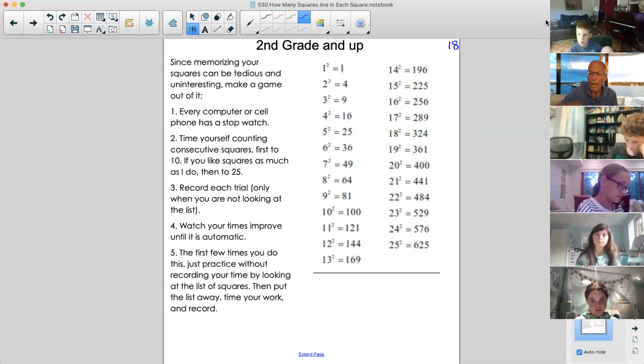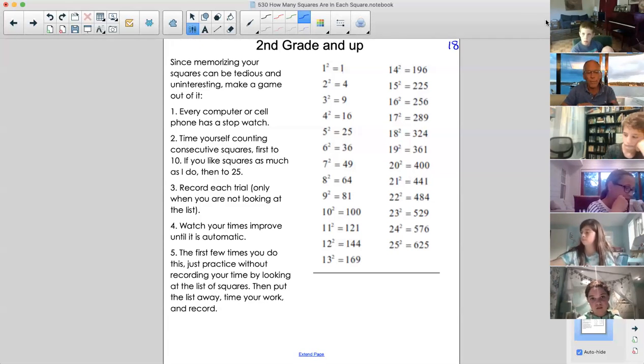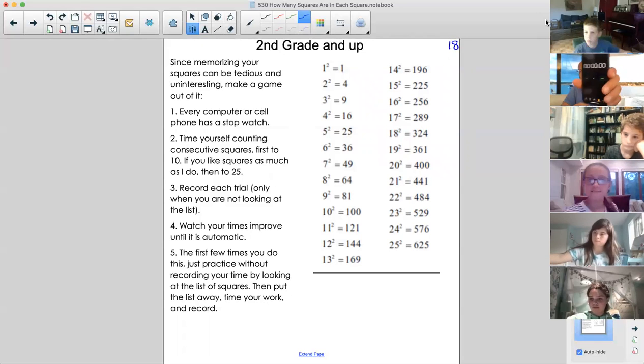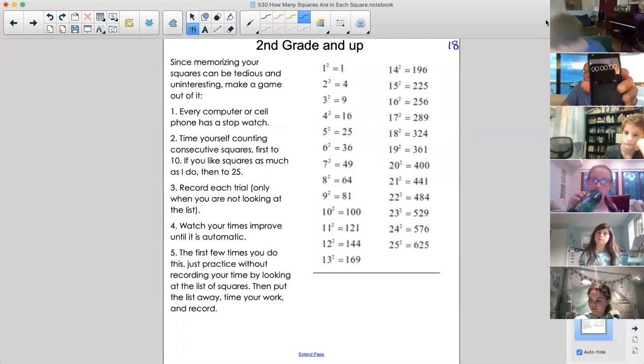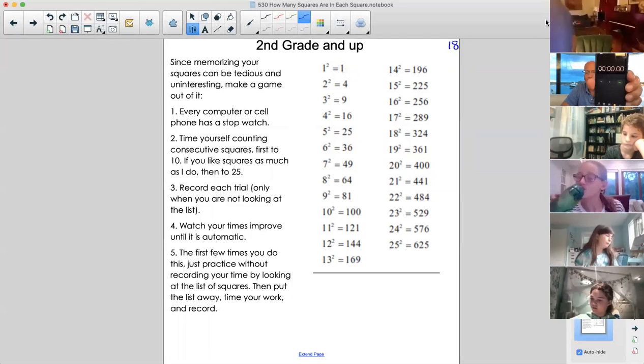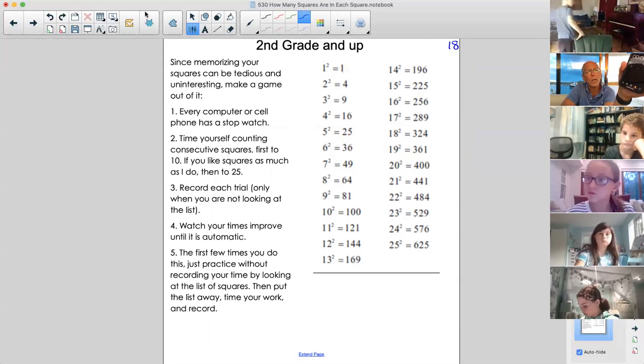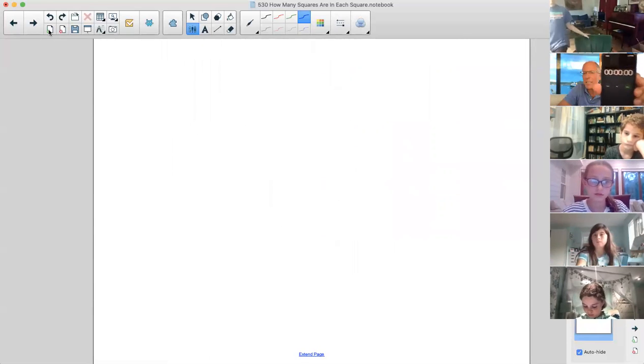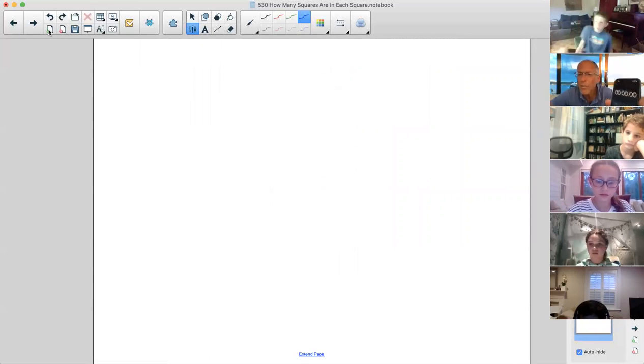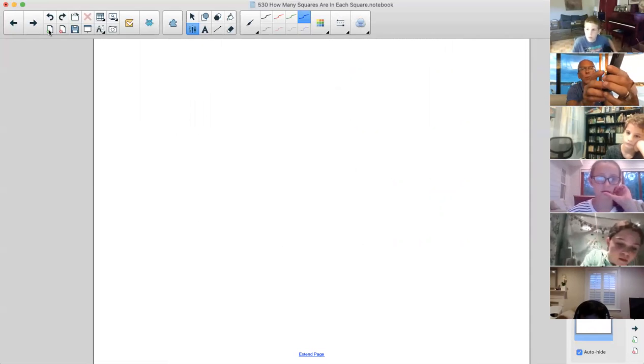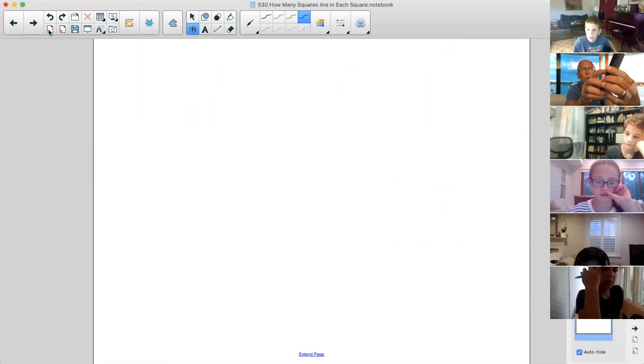A stopwatch. So I want everybody, if you have a stopwatch, and my stopwatch is my cell phone, okay? And I'm gonna go to a different page so I can't see it. Are you guys ready? I'm gonna do the first 25 squares. Let's see how fast I can do it. And then you guys are gonna play this game too.